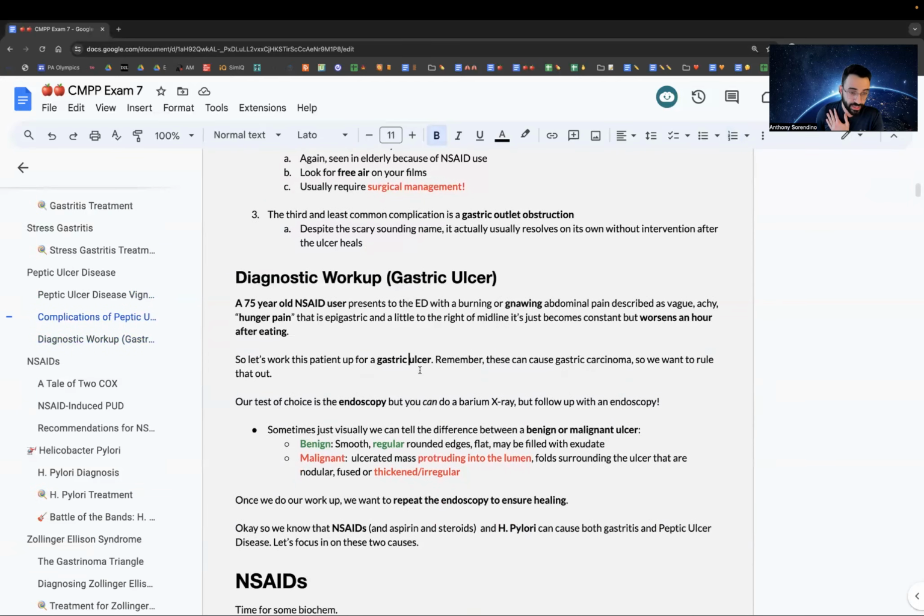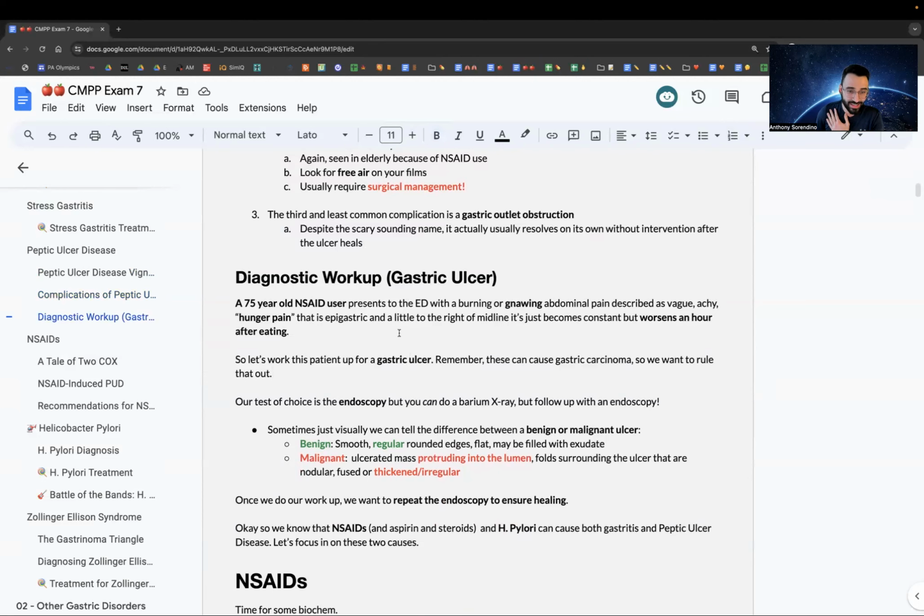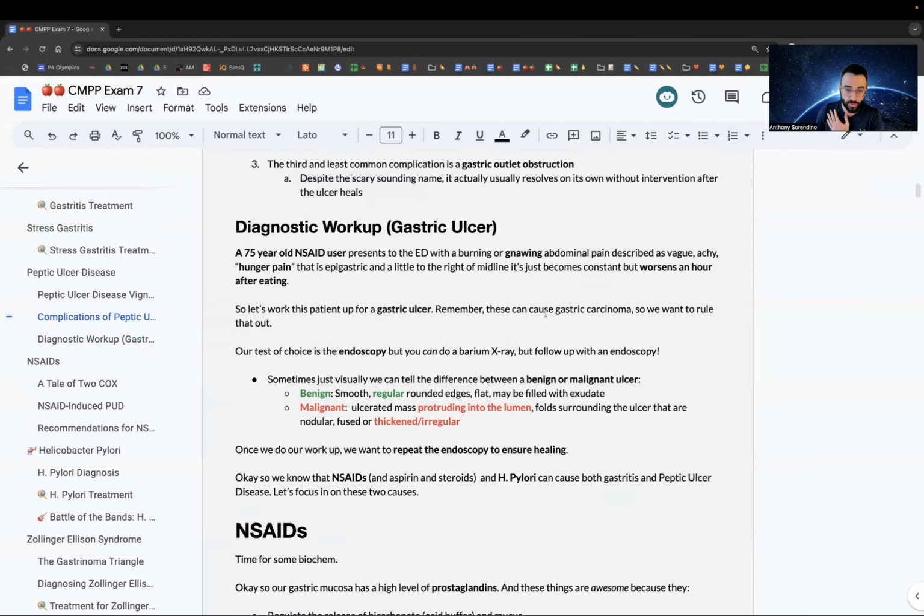All right. So again, the vignette here, you have a 75-year-old NSAID user presenting to the ED with burning or gnawing pain described as vague, achy hunger pain. That is epigastric. It becomes constant and worsens an hour after eating. So all the alarm bells are going off. This is going to be a gastric ulcer, okay? This is the one that can cause cancer, so we want to rule that out. So we want to do an endoscopy here.